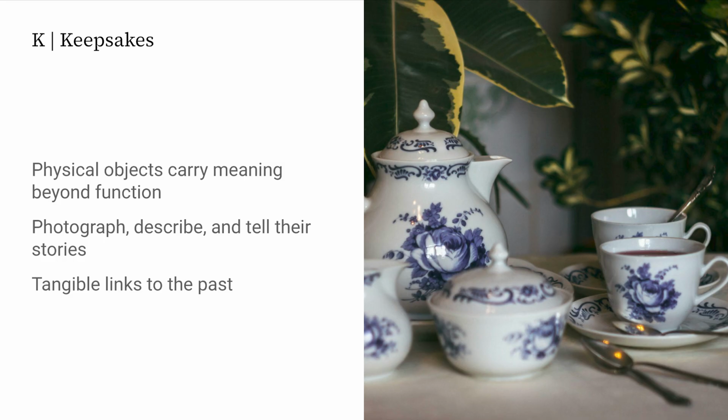K is for keepsakes. Physical objects carry meaning far beyond their function. A pocket watch, family Bible, handmade quilt, or military medal. These tangible links to the past deserve preservation in your book. Photograph and describe them, but more importantly, tell their stories. Who owned it? Why was it saved? What does it represent to your family? Even everyday objects, a button tin, a pipe, reading glasses, become precious when you know whose hands held them and why they mattered.